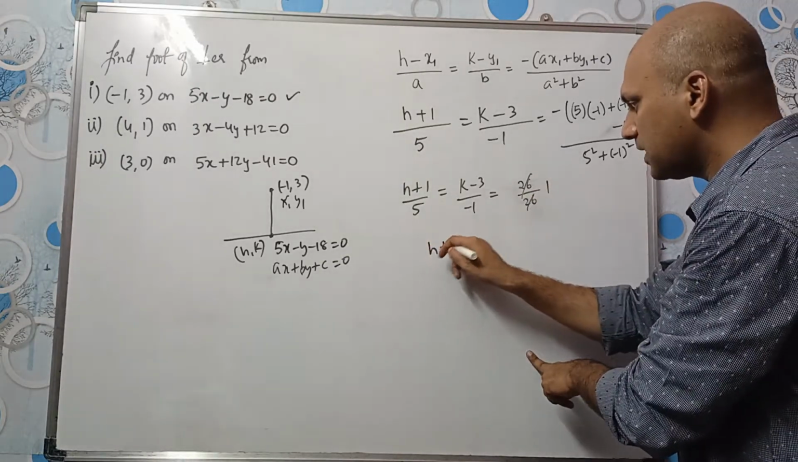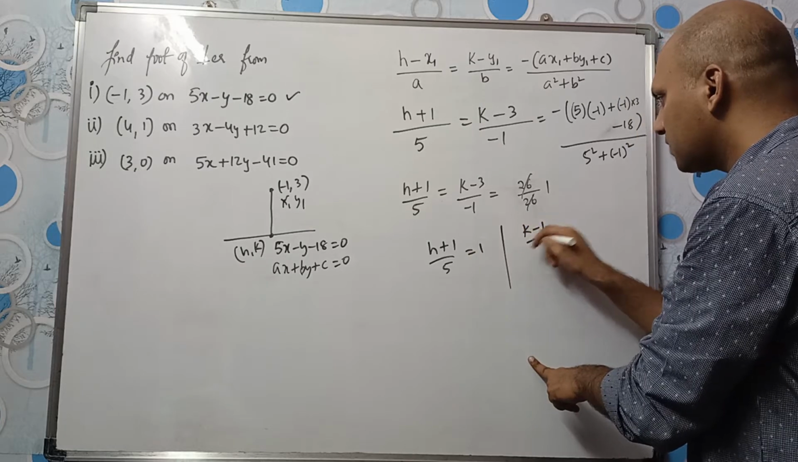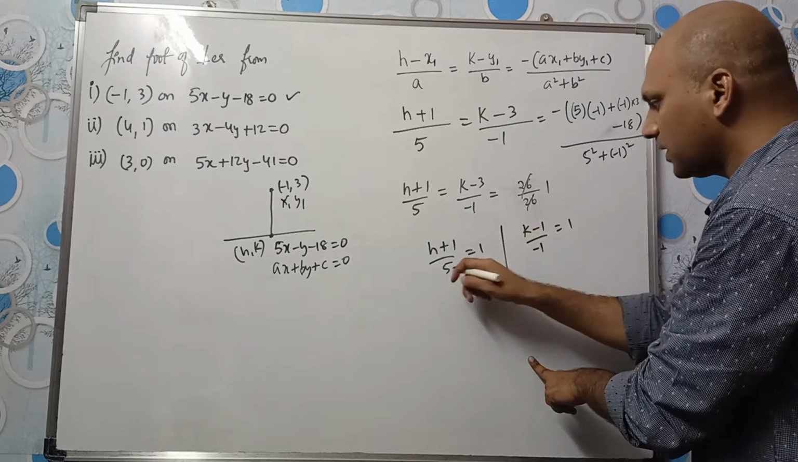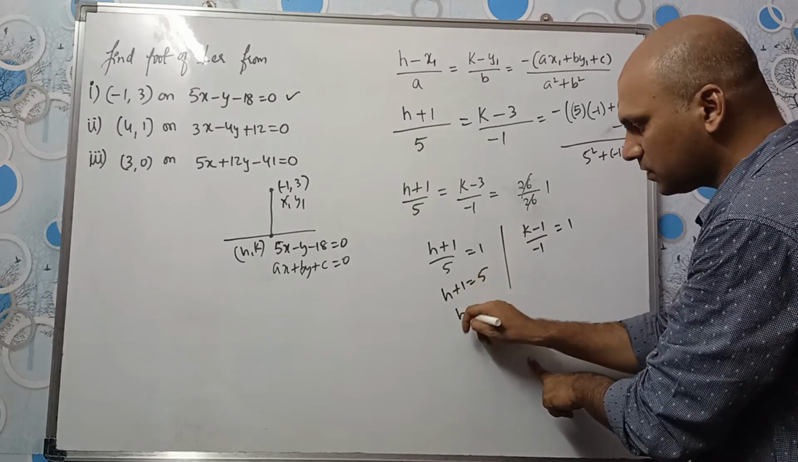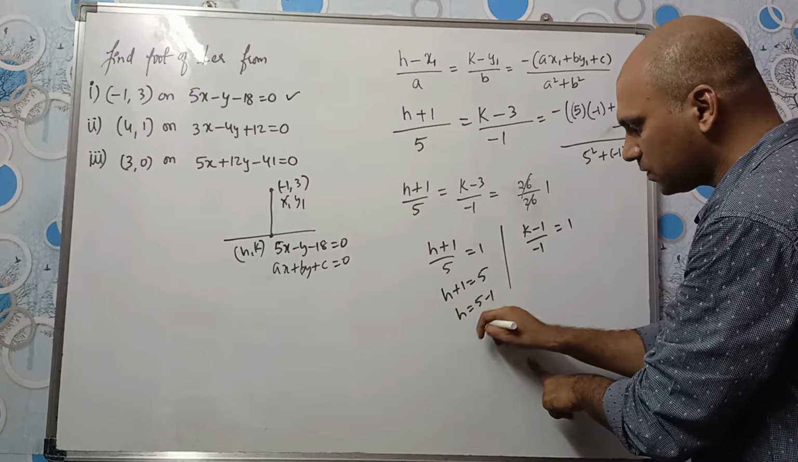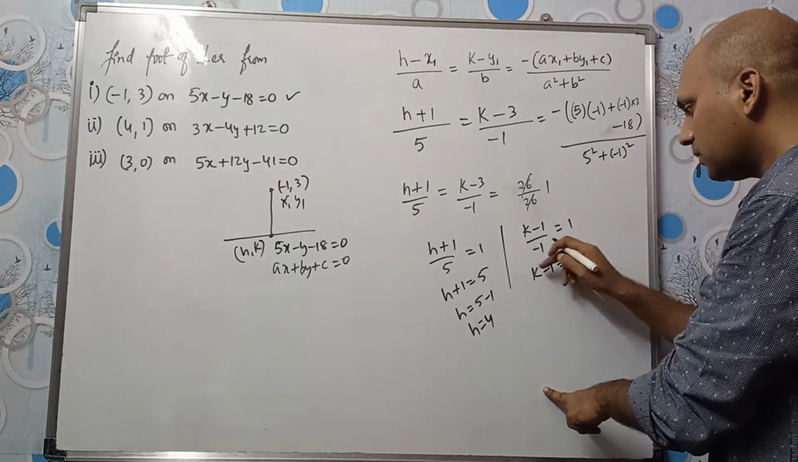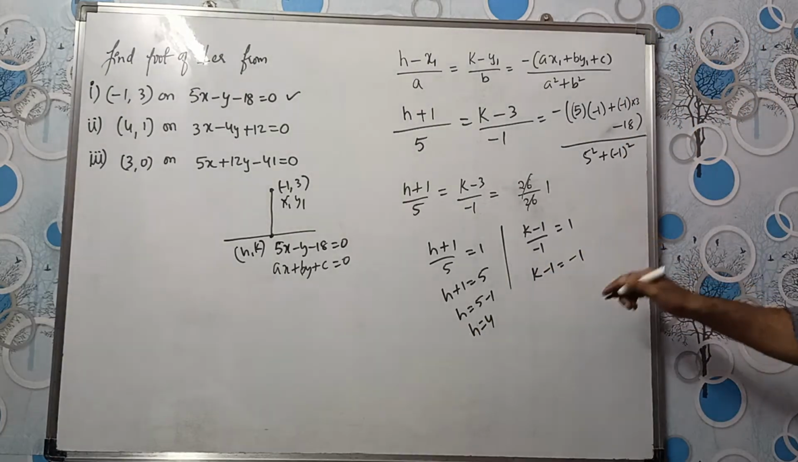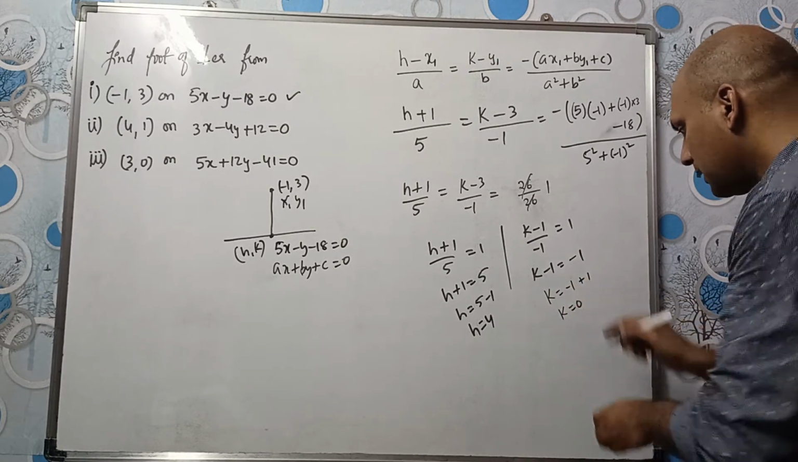So this is h plus 1 by 5 equal to 1, and k minus 1 by minus 1 is equal to 1. 5 goes on the other side. 1 into 5 is 5. 1 goes on the other side, minus, right? So 5 minus 1, 4. h is equal to 4. k minus 1 is equal to, 1 goes on the other side, multiplies with minus 1. And k is equal to minus 1 plus 1. k is equal to 0.